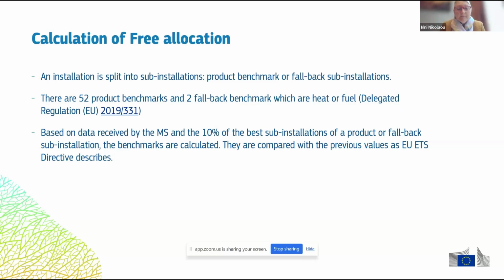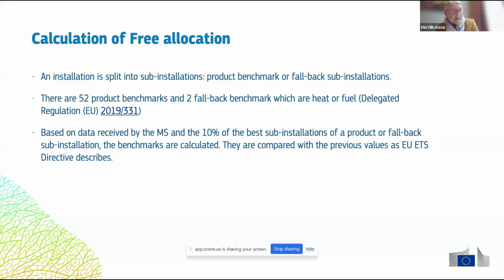However, if an installation produces a product that is under a product benchmark, then the whole installation produces one product that is under a product benchmark, and this installation will not be split into sub-installations. But if it produces two products that have product benchmarks, then this installation is split into sub-installations. We have 52 product benchmarks and 2 fallback benchmarks.